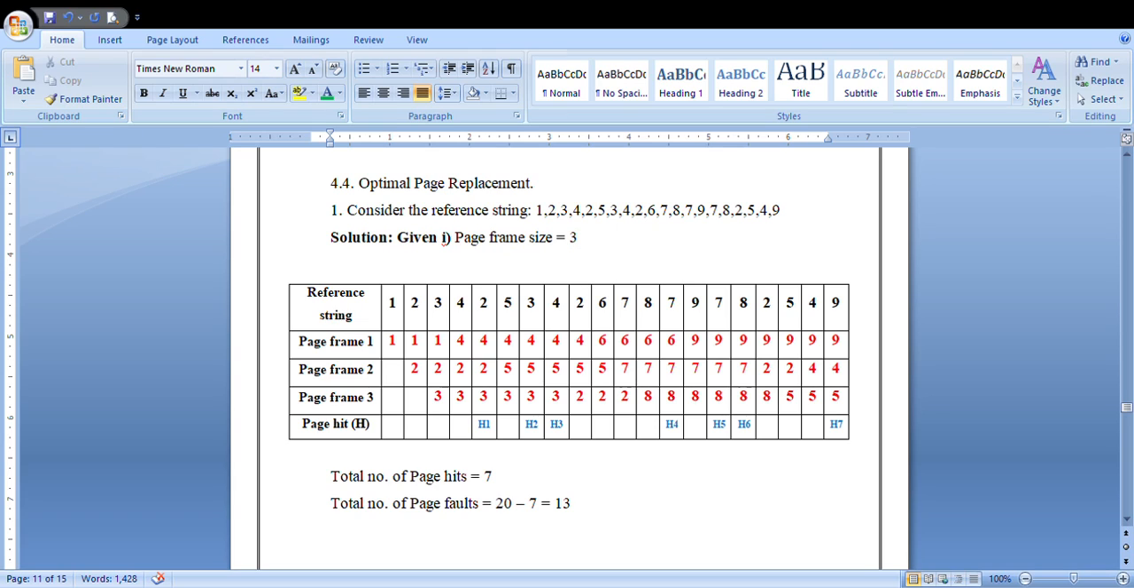What is the difference? Whenever a value is repeating in the next 3 values, you keep that value and do not replace it, which means the total number of hits will increase. That is why it is called optimal page replacement.